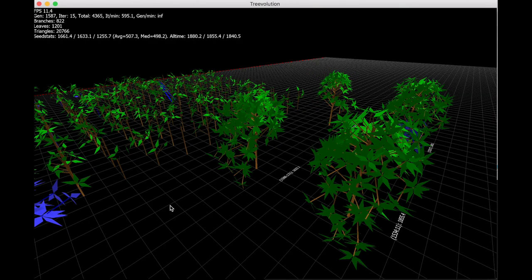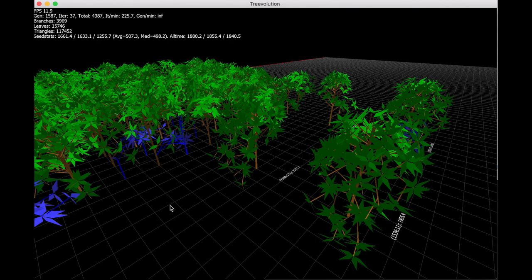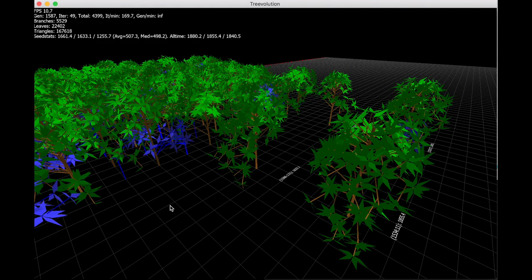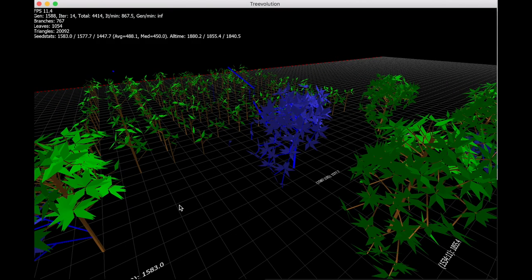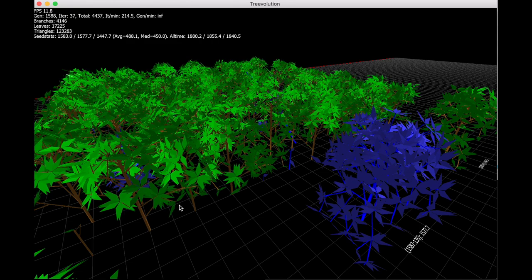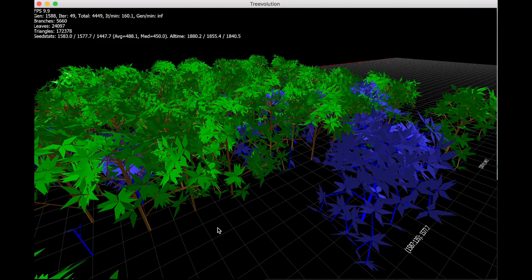Hey guys, this is Michael, and today I want to show you my latest project, which is a kind of experiment in some form of artificial intelligence. It's an evolution simulator for trees. The tree-like structures that you see here growing in the background, I didn't program them. They have evolved using some pretty simple rules.